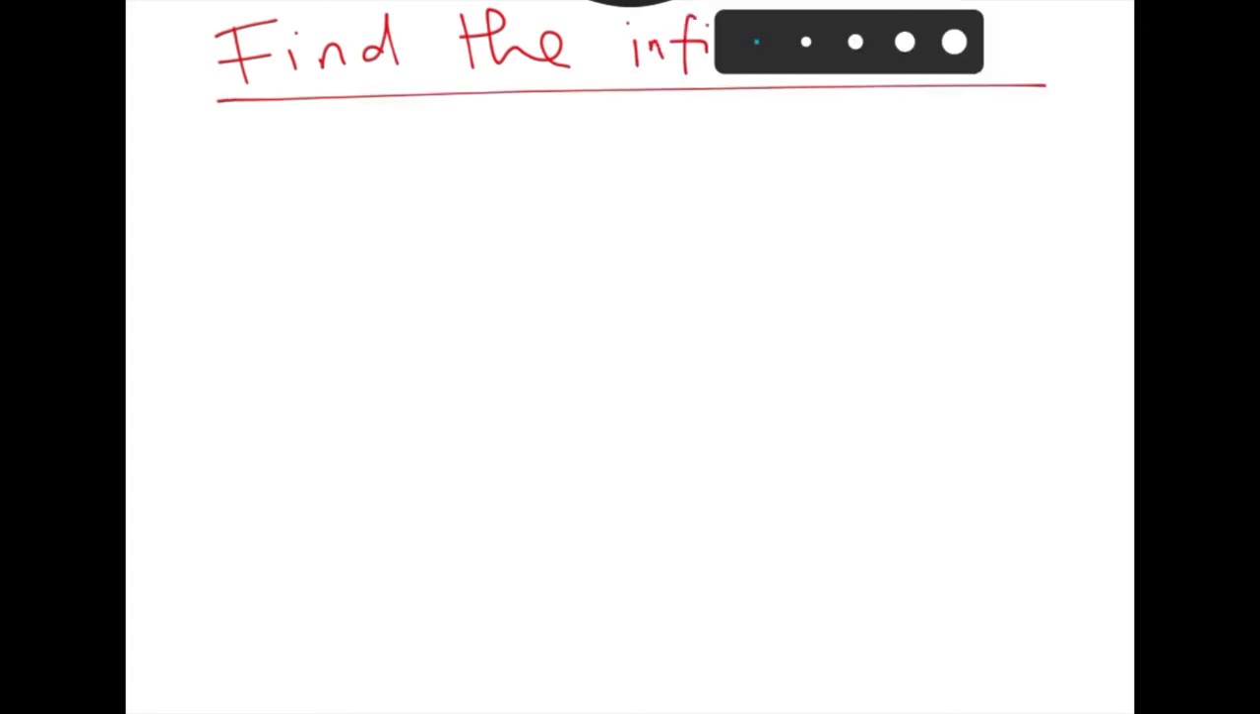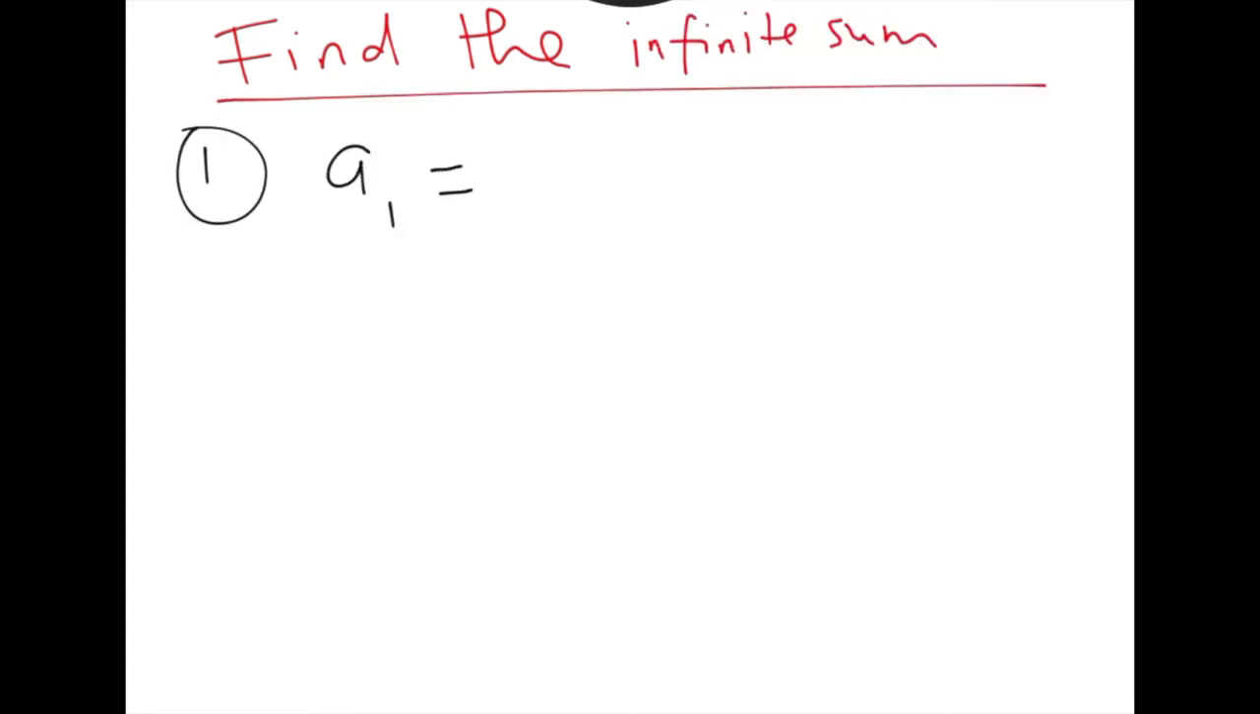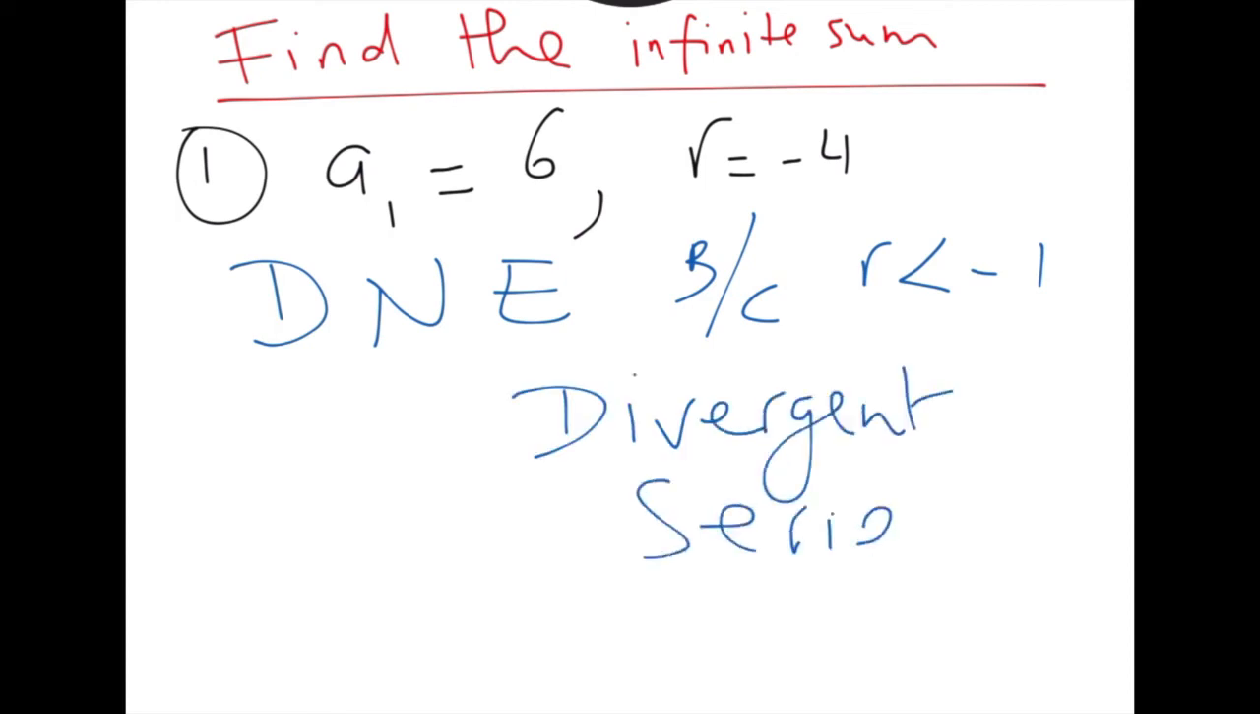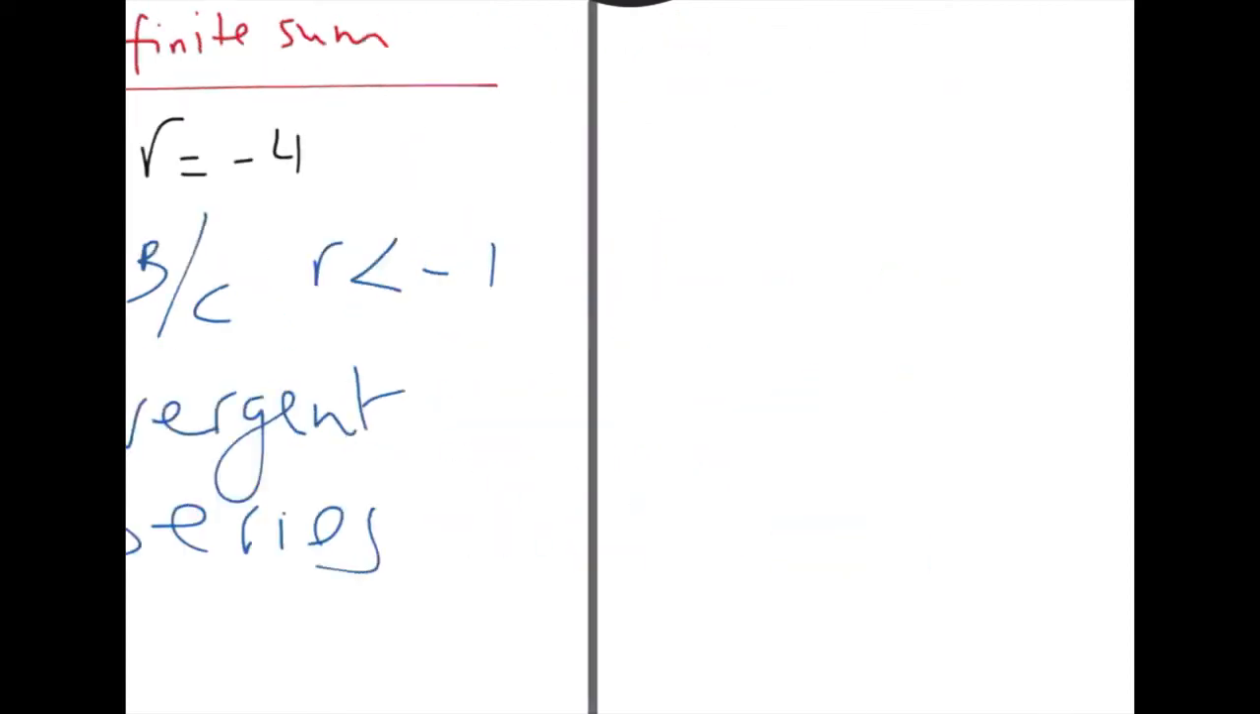Find the infinite sum. Okay, let me give you the first question here. Find the infinite sum. Don't even waste your time here. The answer is it does not exist because R is less than -1. Or you can say it's a divergent series. Don't waste your time on this one. That's it. Number 2, let's try another one.